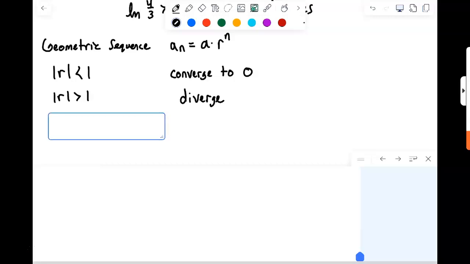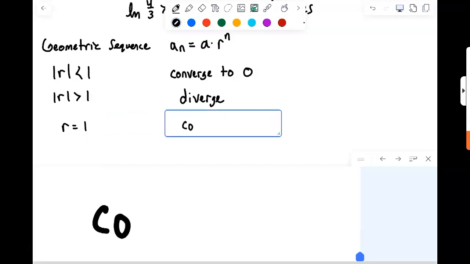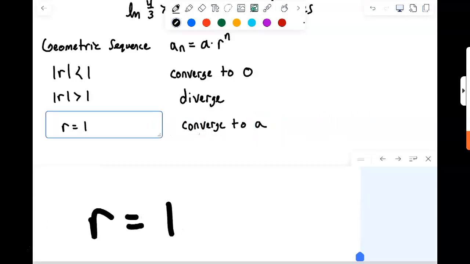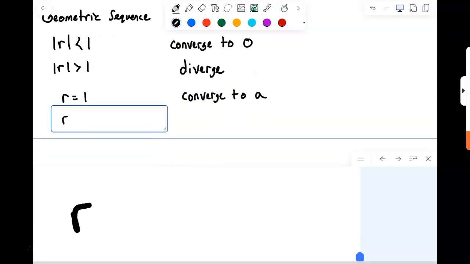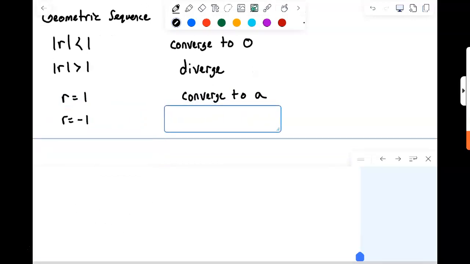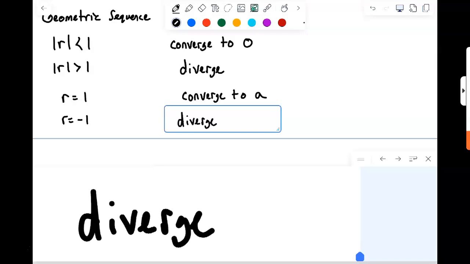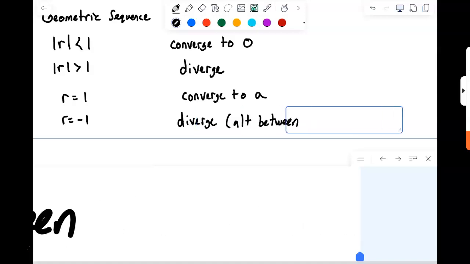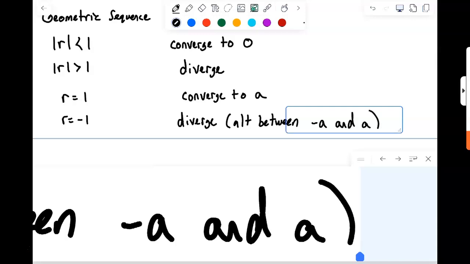And that is, if the ratio is 1, then you got a pretty boring sequence. It's just going to converge to a. Every value is a. And the final possibility here is that r equals negative 1. That would, of course, diverge, because if r was negative 1, your sequence would just keep alternating between minus a and a. So, of course, it wouldn't converge.